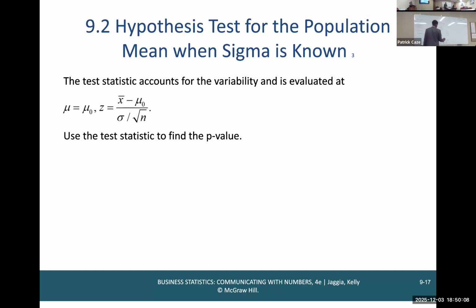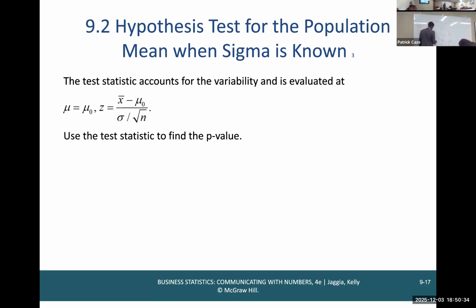Because this is larger than my significance level, that's my p-value, I do not reject the null. I do not reject the null because it's larger. If it was smaller, then I would reject the null.